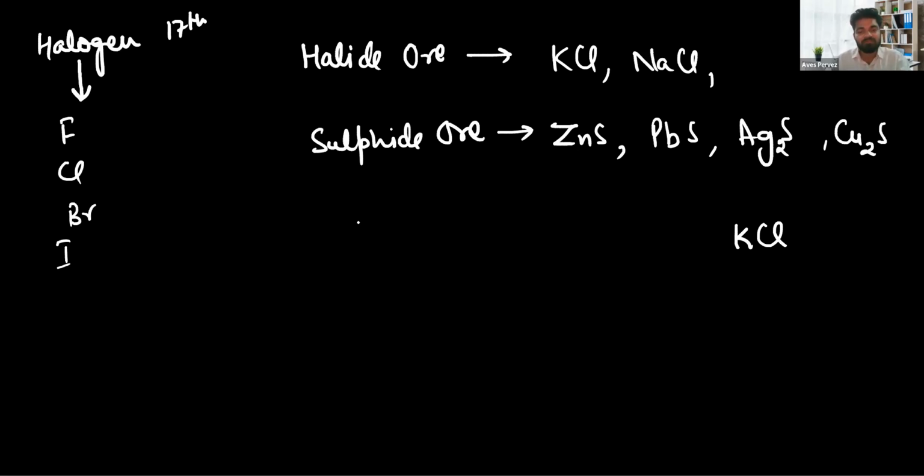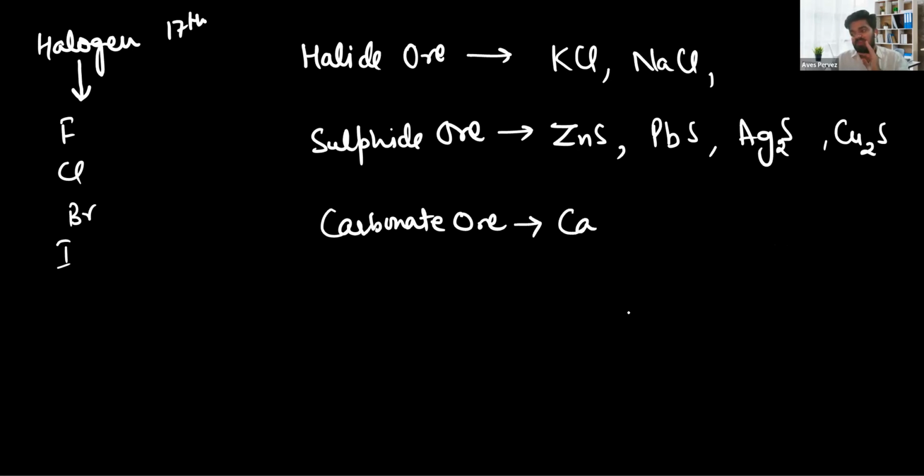The third one is carbonate ore. Carbonate ores are those ores which have the carbonate group. What is the carbonate group? Can you tell me what is the carbonate group? Kiran, do you know what carbonate is?